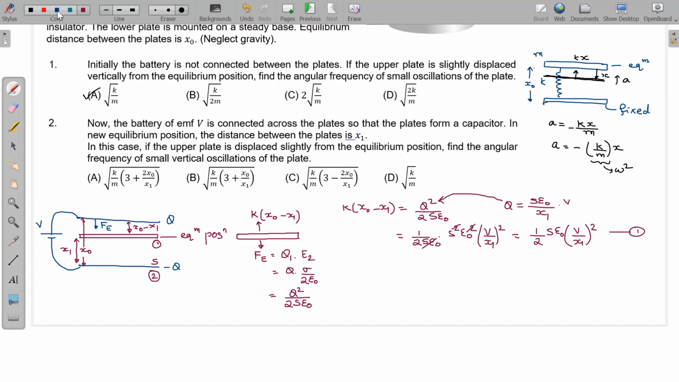Now, if I displace this plate from the equilibrium position, if I displace this plate by a distance x, you can see that the separation between the plates, which was x1 at equilibrium position, is changing. So if x1 is changing, definitely the capacitance is going to change, right? So if capacitance is changing and the battery remains connected, the charge is going to change. So if the charge changes, then the electrostatic force is also going to change. So if you change this separation between the plates, the electrostatic force is going to change.